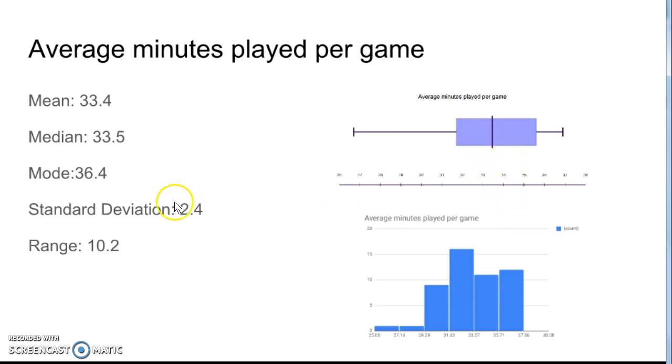The median is just taking the two middle players among the top 50, which were the 25th and 26th positions, and I just took the average of their minutes played per game, and it turned out to be 33.5 minutes per game.